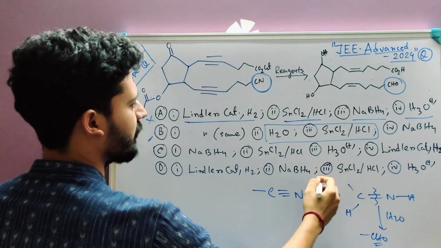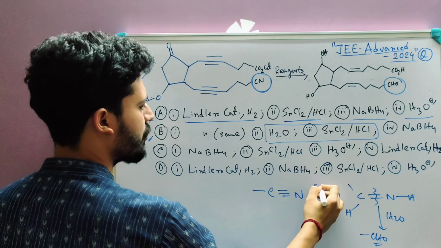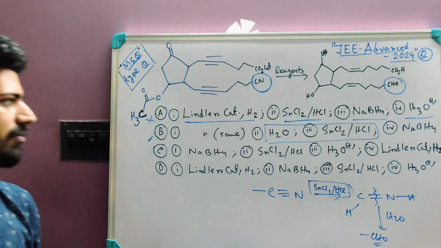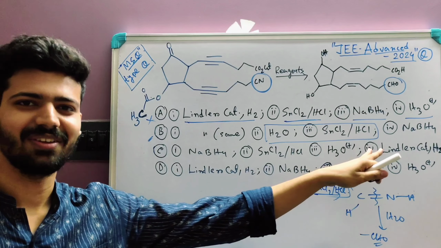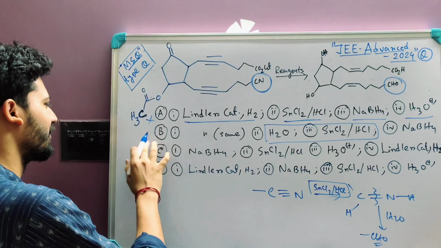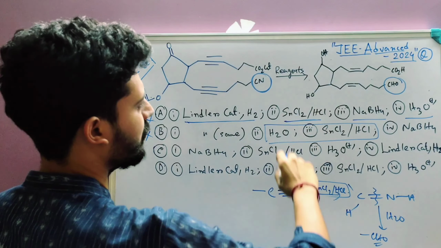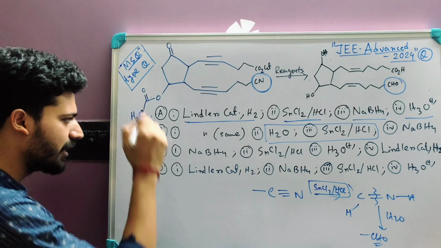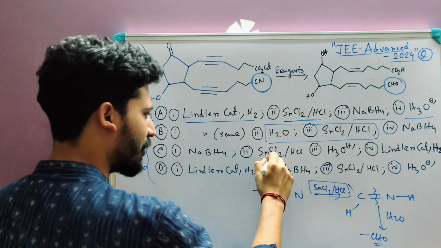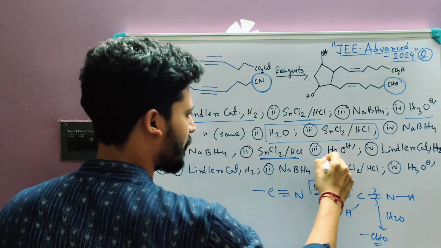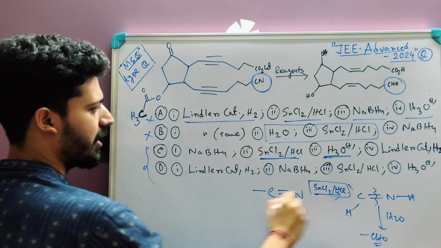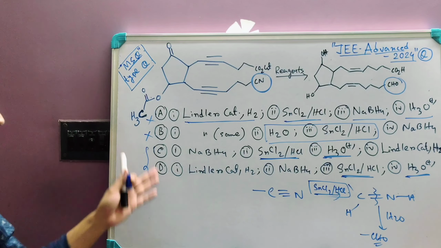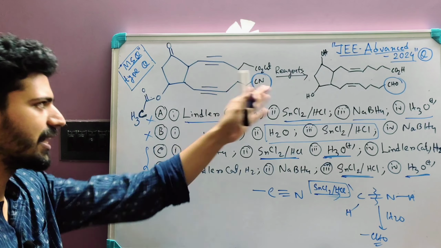So water first cannot convert CN to CHO. First we need to put SnCl2/HCl, then water. But here water is given first, then SnCl2/HCl. So this option is also eliminated because it cannot convert CN to CHO. But if you see options C and D, stannous chloride hydrochloric acid is given first, then H3O+. Again in option D, stannous chloride hydrochloric acid first, then H3O+. That means these two options may be correct for the CN to CHO process.